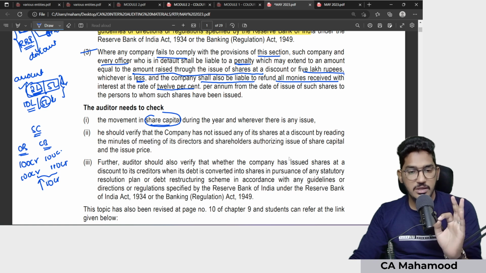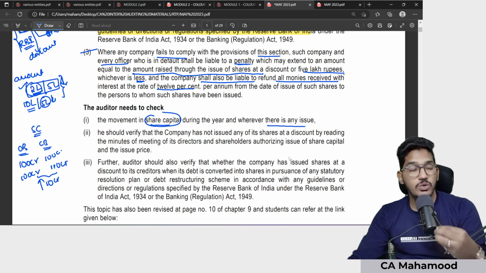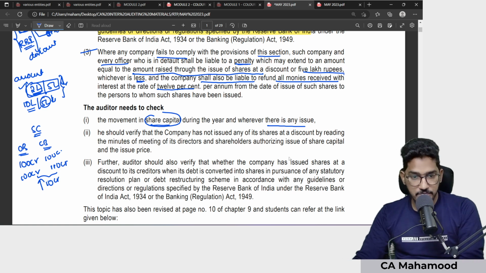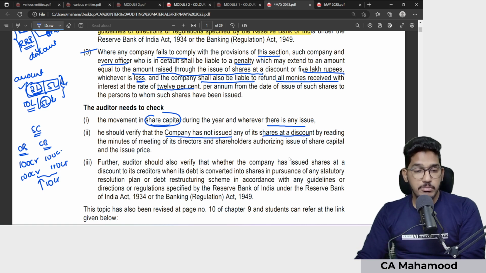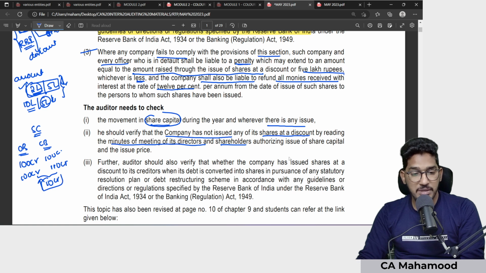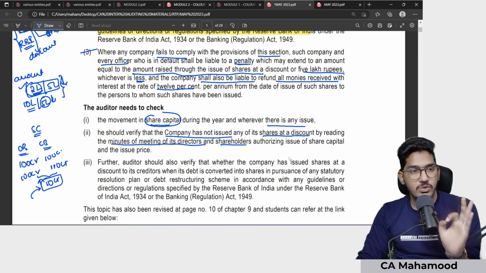So first find out the movement in the share capital and also analyze whether there is any new issue of share capital during the year. He should verify that the company has not issued any of its shares at a discount by reading the minutes of the meetings of its directors and shareholders authorizing the issue of share capital and the issue price. So whatever increase in new capital happened, I need to make sure that these new shares have not been issued at a discount.